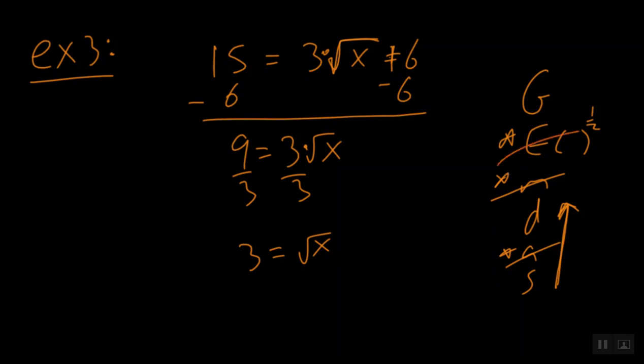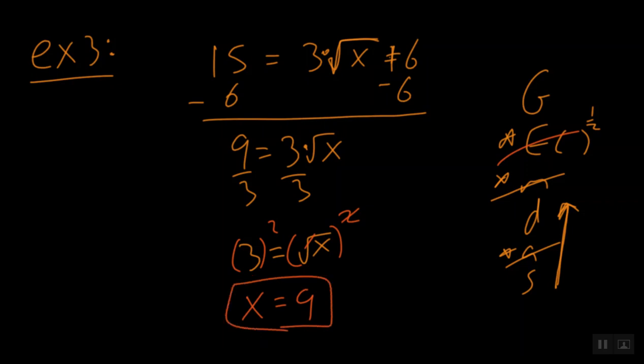How in the world do I get rid of the exponent? How do I get rid of the square root? And we know the opposite of a square root is a square. So we will square both sides. Our square root and our square cancel, and 3 squared is actually 9. So we say x is equal to 9.